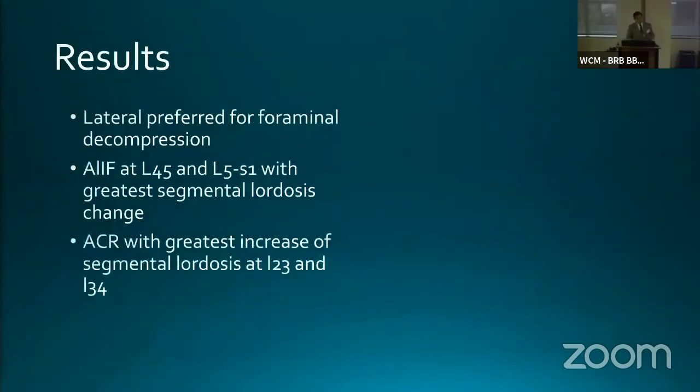And so when we looked at this, we found that lateral approaches were preferred for foraminal decompression, for indirect decompression, and ALIF was generally used at L4-5 and L5-S1 with the greatest segmental lordosis change, much more significant than either TLIF or lateral L4-5. And then the most significant segmental lordosis was achieved at L2-3 and L3-4 with the few cases that were done with an anterior column resection. So again, it really depends on your level that you're looking at, your comfort with technique, and what your goals are.